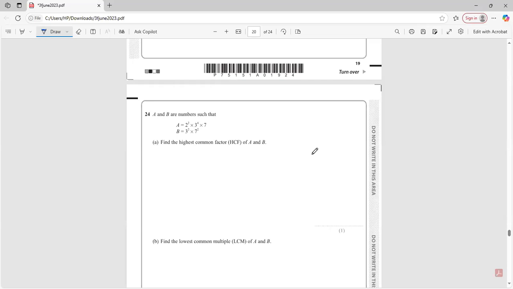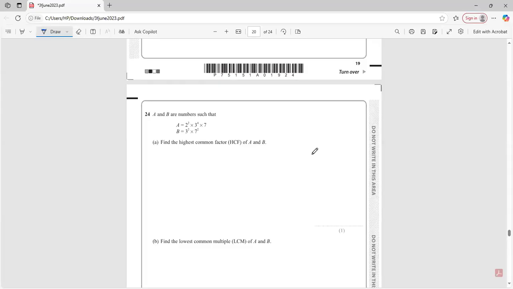So it says find the highest common factor of A and B. Now let me just ask, if you were to do this using these numbers as standard form, how would you find the highest common factor of A and B? Remember, the highest common factor of two numbers is simply the factor that they have in common. They probably have several factors in common that will divide into them without remainder, but we're talking about the highest that they have in common.